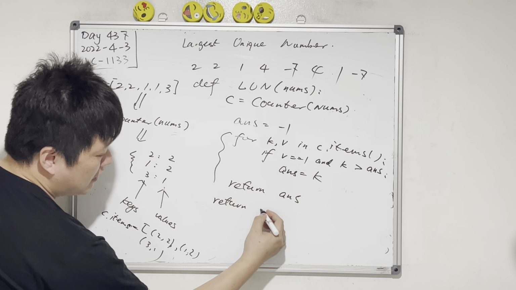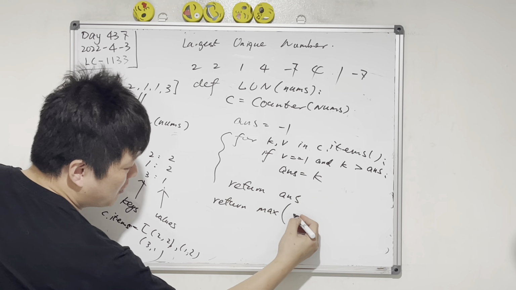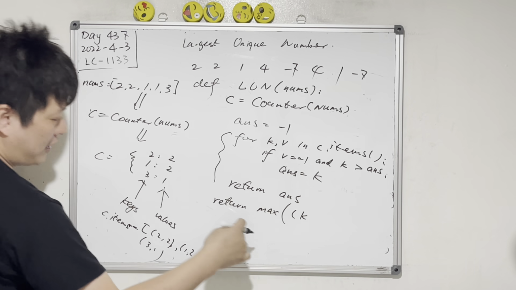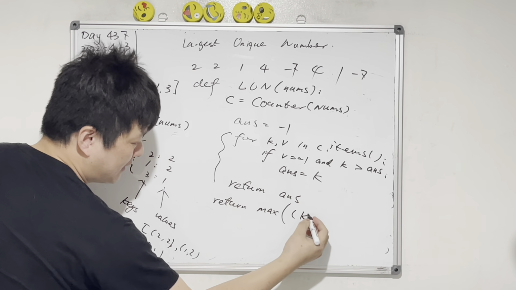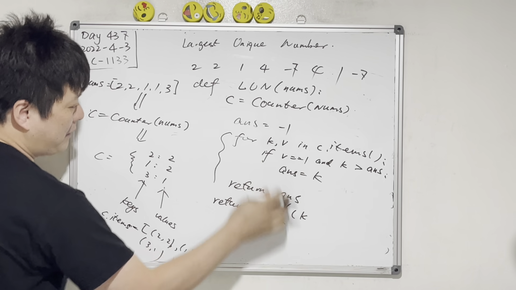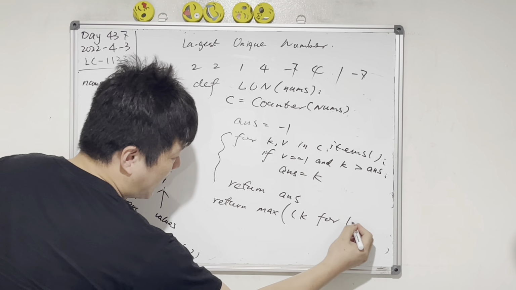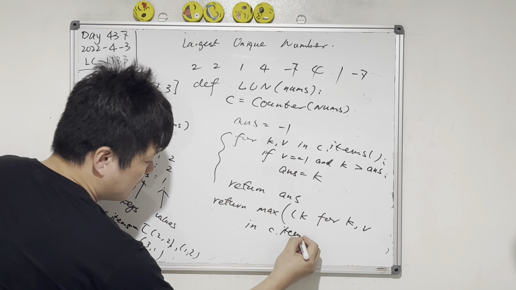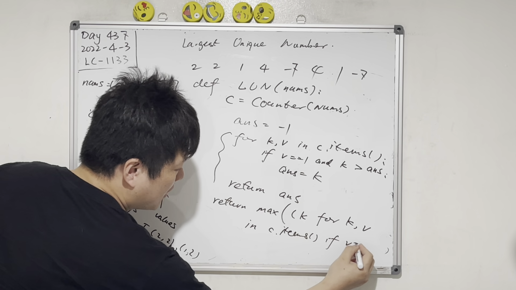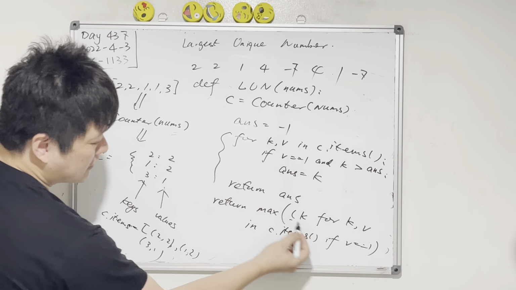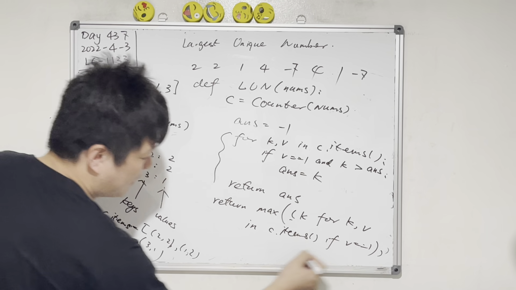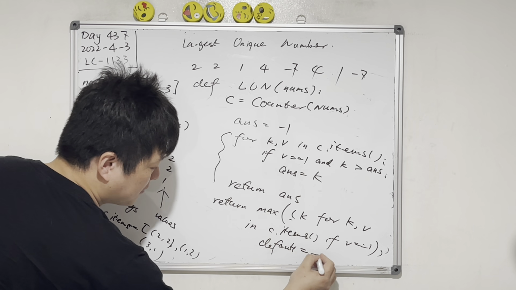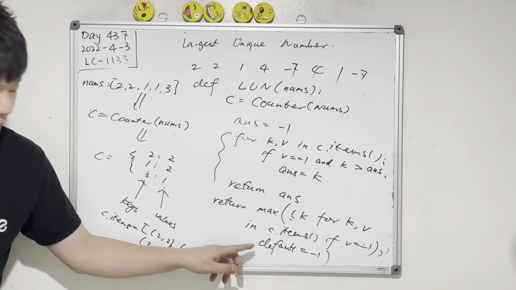Return maximum. Okay, K. This is a list or tuple, it doesn't matter. We want to return the maximum key K for K, V in C dot items if V equals 1. And we have to give a default. Default equals minus 1. So the second parameter, look, default equals minus 1.